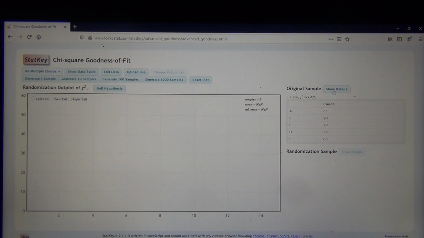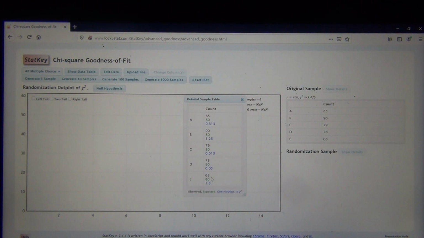Now if I want to see the details, again, with goodness of fit tests in chi-square, you're looking at expected counts versus observed counts. If you can see here, the first number is the observed. That's how many times it actually happened. Then what we expect to happen if the null hypothesis was true. Remember, the null hypothesis is that the 5 letters for the AP Stat exam multiple choice are all equally likely. So 400 divided by 5 would be 80. So that's where they're getting the middle number, the expected counts.